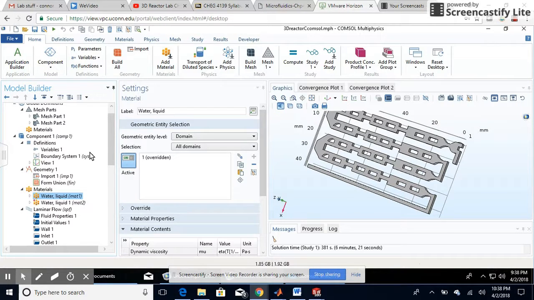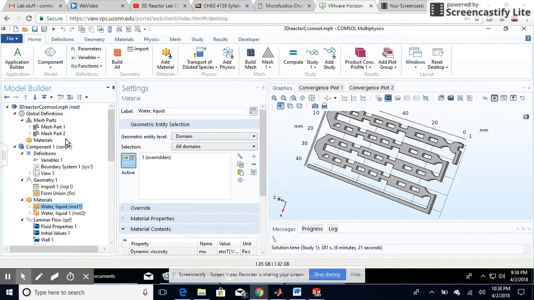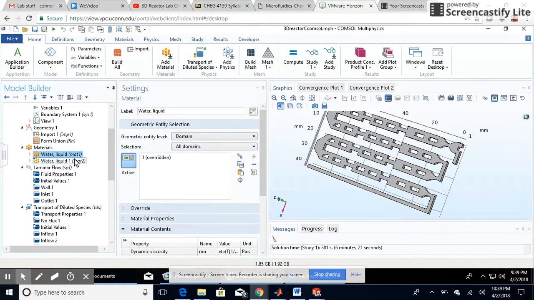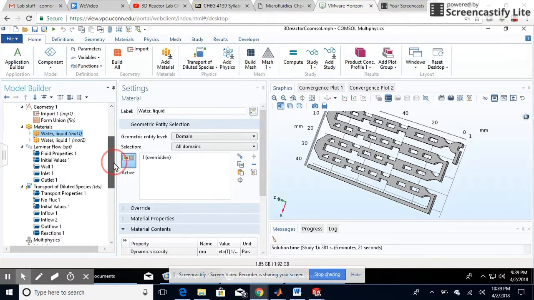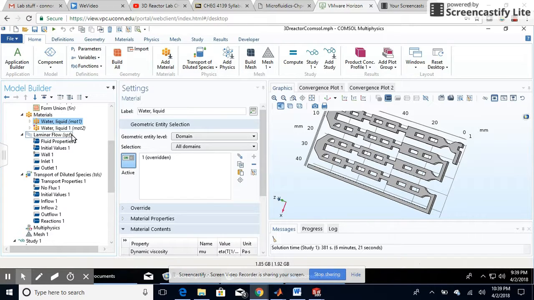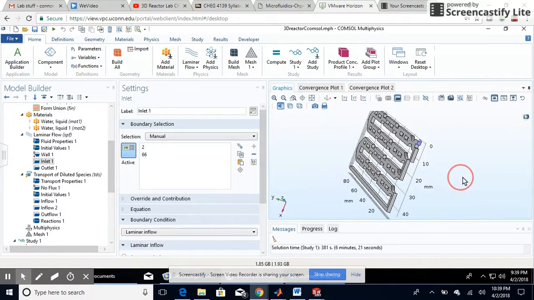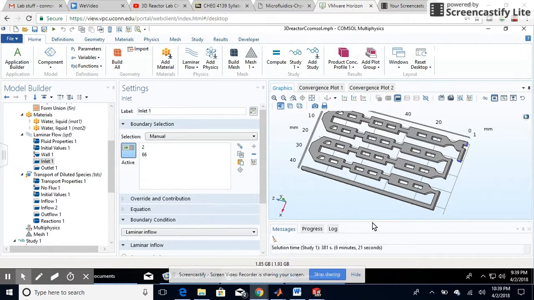So here's our COMSOL. We imported this geometry. We set the entire component material to be water. We have laminar flow in the inlet. The inlets are specified over here, as we can see, these light blue highlighted sections there. And the outlet is the end here of this long straight channel.